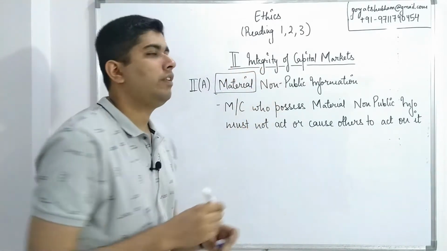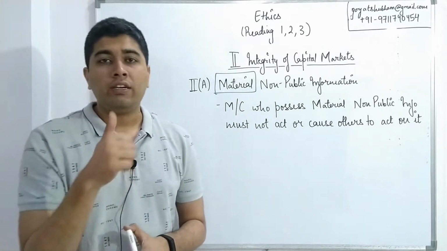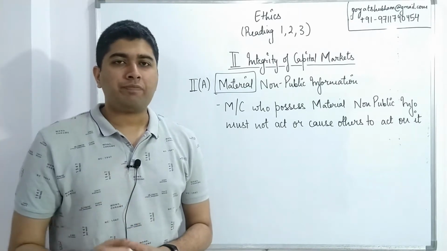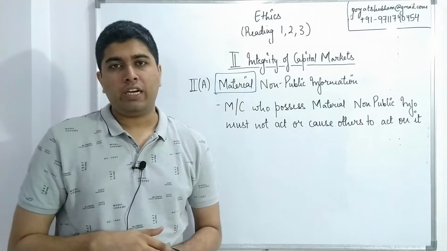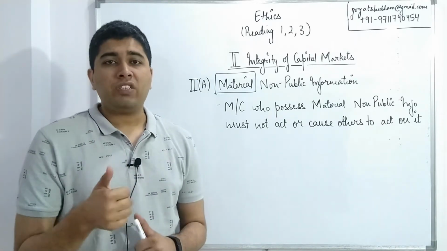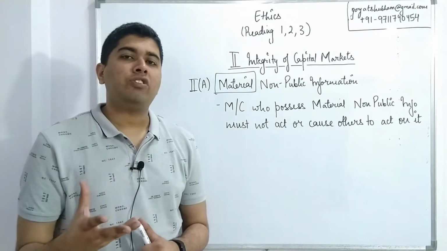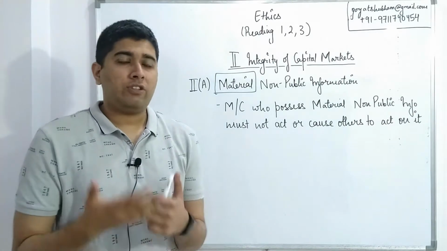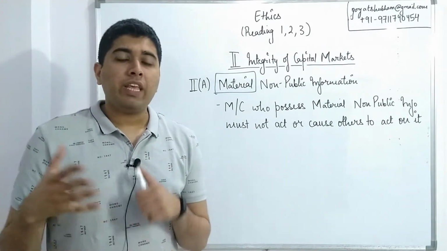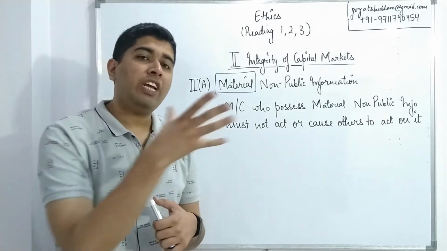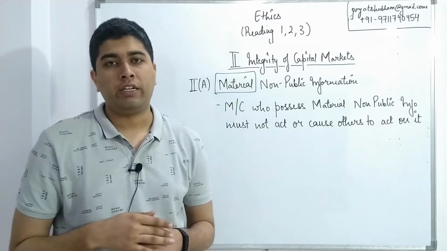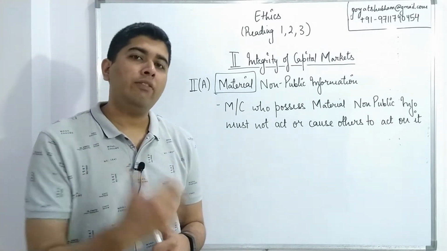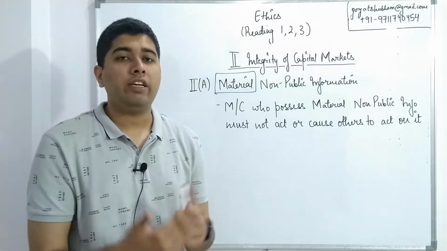So I'm going to split this name into two parts. First of which is material. When exactly would I consider information to be material? There are two ways of judging that. You can use either of those. First is if any information has the possibility of affecting the value of a security in the market. So let's say there's a particular company whose share is listed in the market. If any information has the potential to change that value in the market, then I would call that piece of information material.